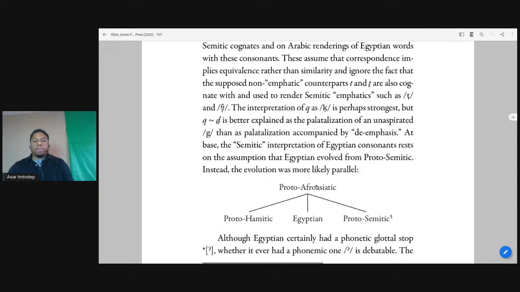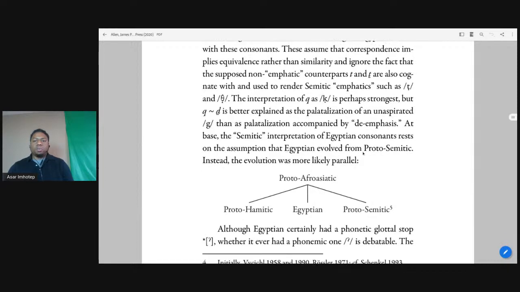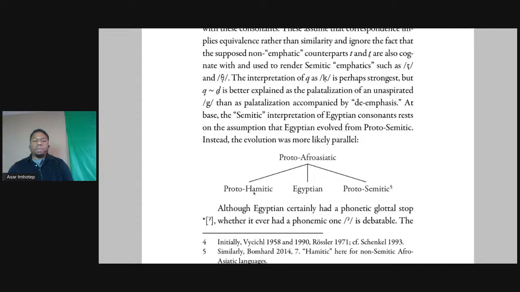So what he argues is that there's Proto-Afroasiatic and then Proto-Hamitic. And so we can already see that this is problematic because he's still holding on to the Hamitic hypothesis. And then he's saying that these three branches here evolved and separated from Proto-Afroasiatic and evolved into their own language and language families. So this Proto-Hamitic is basically all of the other languages in the Afroasiatic phylum, and that includes Cushitic, Omotic, Chadic, and Berber. And then Egyptian is its own thing, and then Proto-Semitic becomes its own thing.